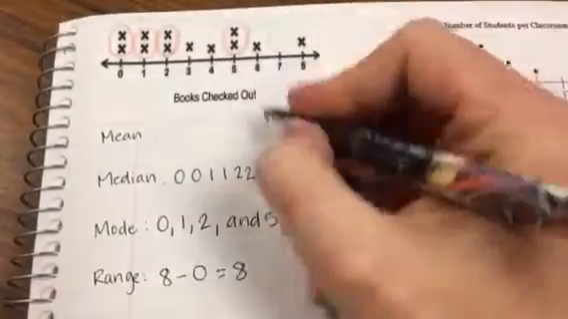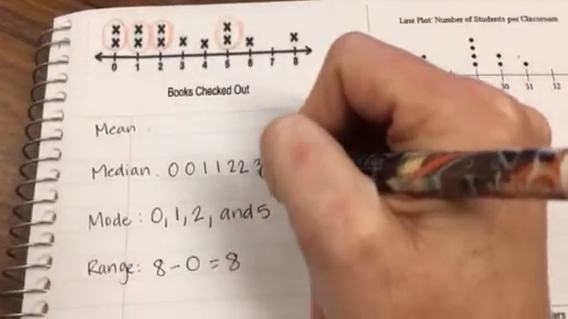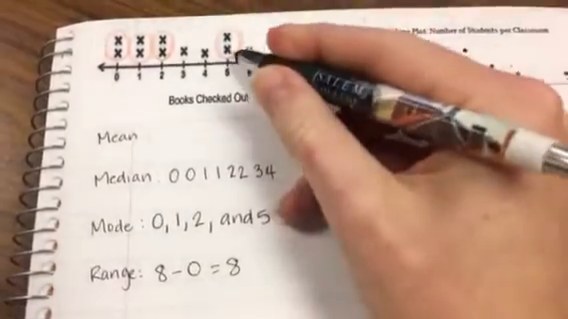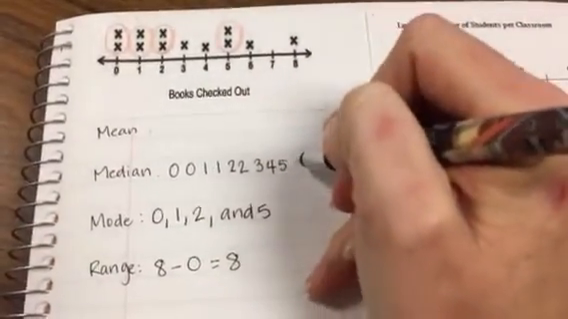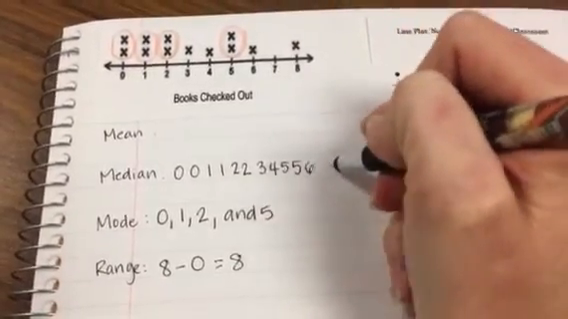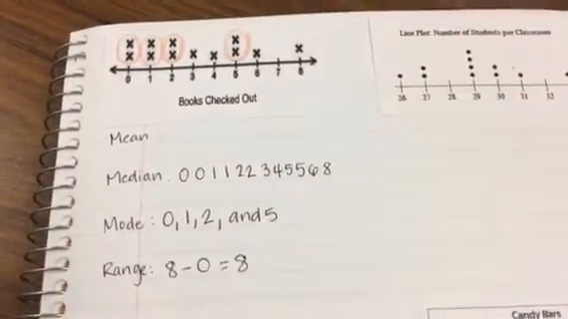And then 1 person said 3. So I'm going to write down 3. This person said 4. These 2 people said 5. So I do have to write it down twice. And then I had a person that said a 6 and a person that said 8.